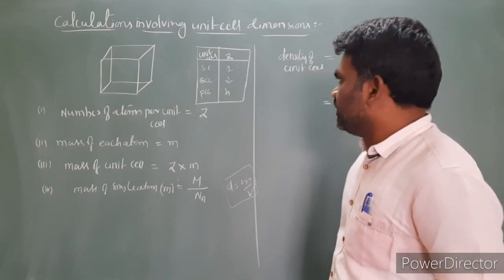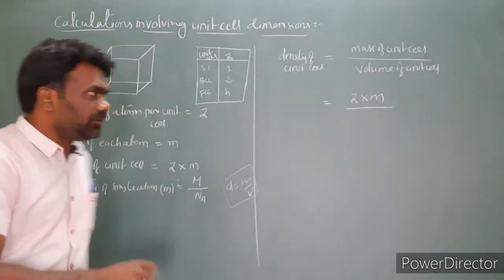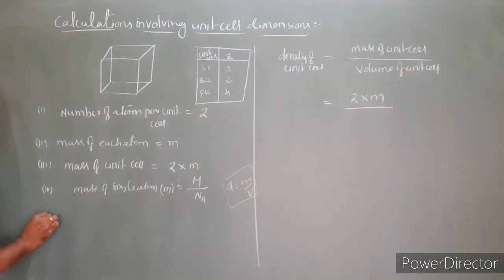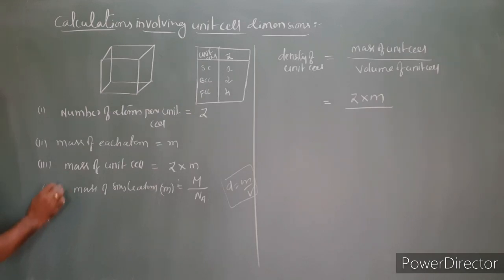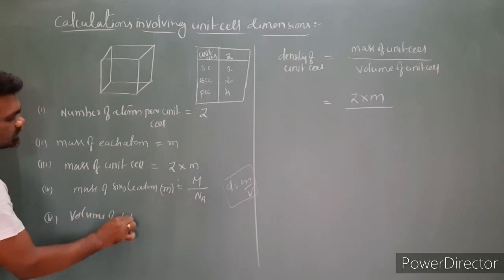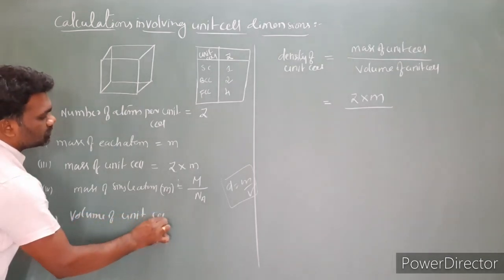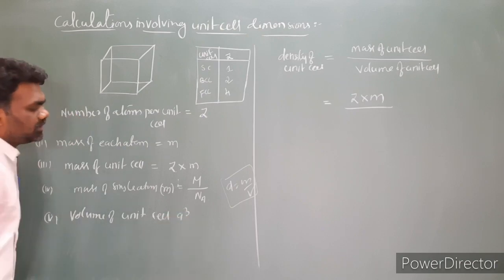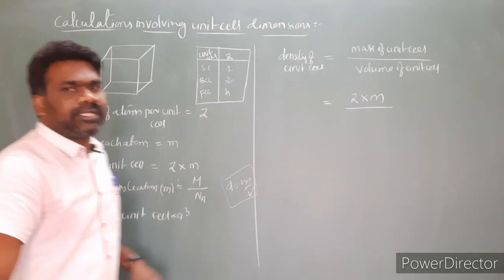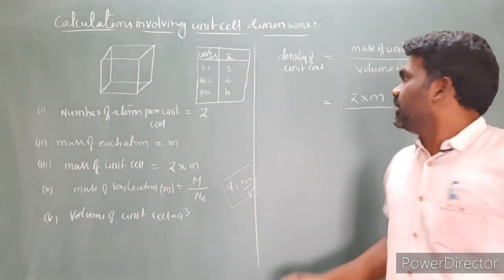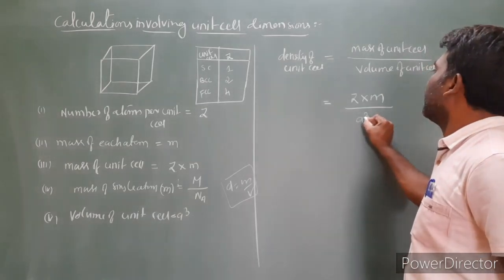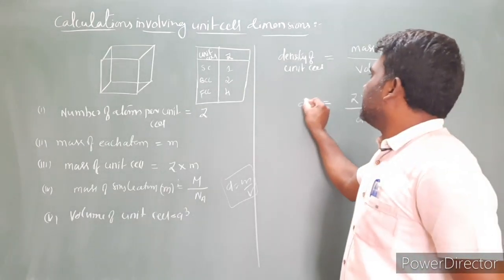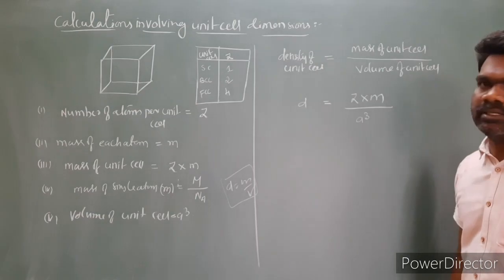Volume of unit cell. So here we have to write one more point, point number 5. Volume of unit cell is equal to a cube. So density D is equal to Z into M by a cube.